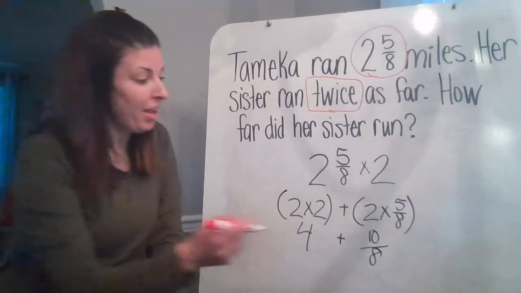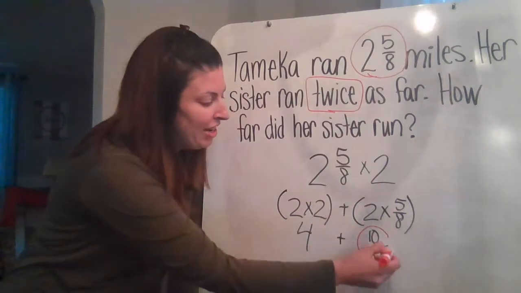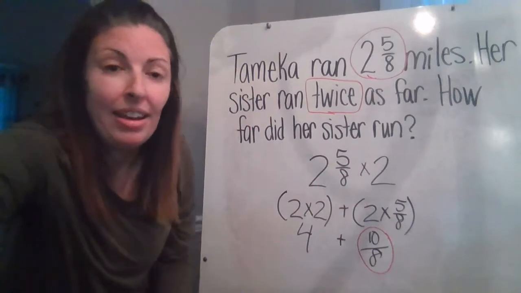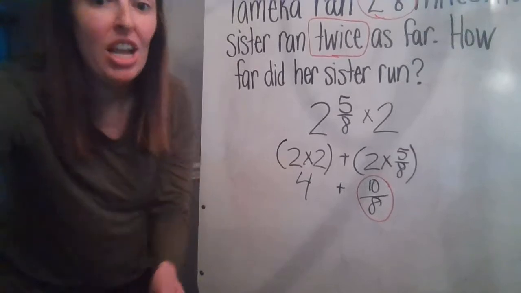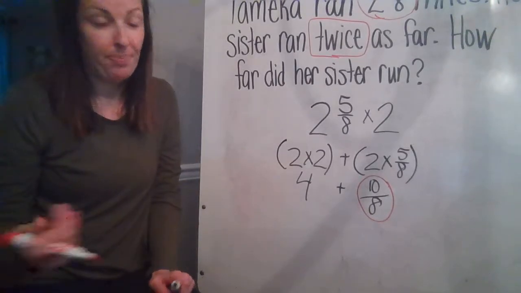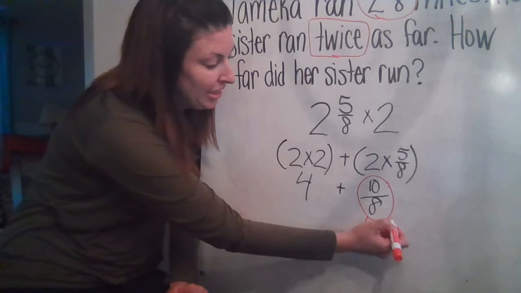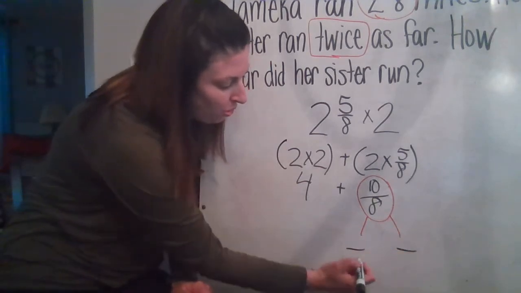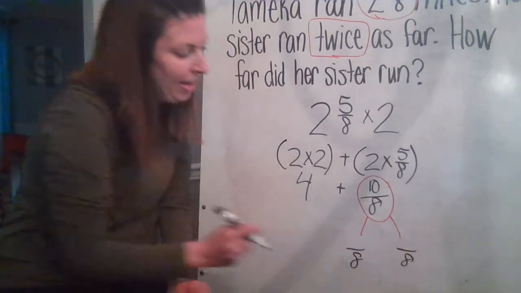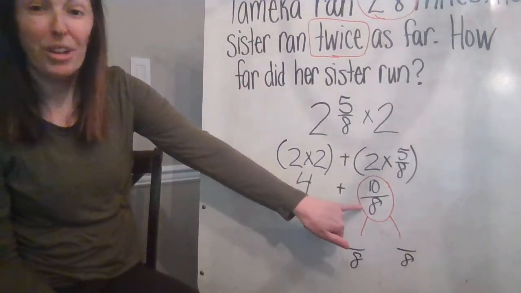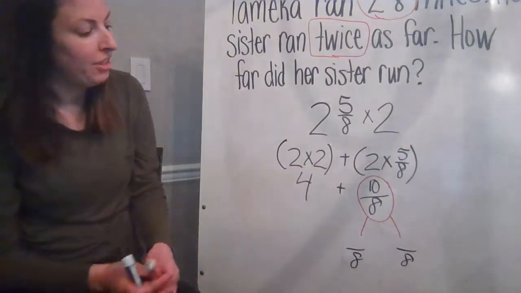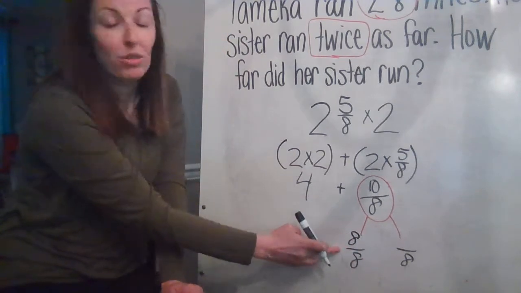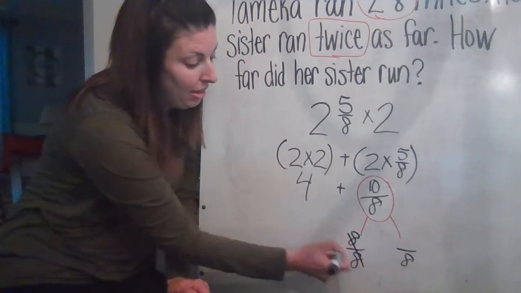But wait. What do we notice right here? 10/8 is an improper fraction. And we need to change it to a mixed number. So to do that, I'm just going to do this very quickly. My number bond. I'm going to make sure my denominator stays the same of 8. And I need to figure out what whole number is hiding in this improper fraction. And I know that I can use 8 of those 8s to make one whole.